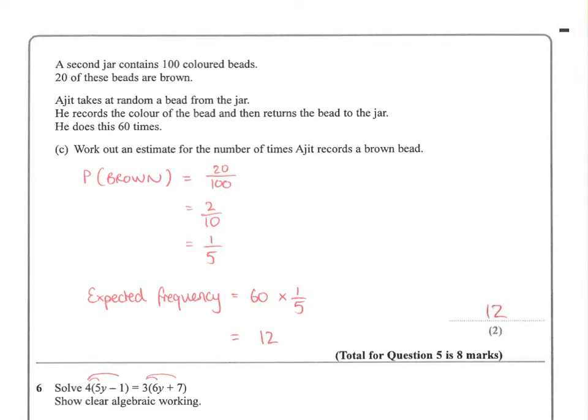Second jar contains 100 colour beads, of which 20 are brown, so 20 out of 100 of the beads are brown, i.e. the probability of picking a brown bead, 20 over 100, 2 over 10, 1 over 5.